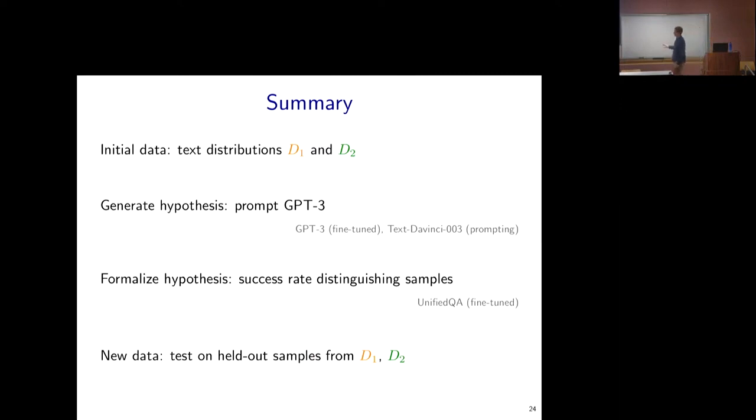All right, so in summary, we did this same four-step process. We had this initial data where we had these two text distributions. We generated a hypothesis by prompting GPT-3, formalized the hypothesis as the success rate on distinguishing samples, and here the new data was just held-out samples to test that the hypothesis was in fact true.